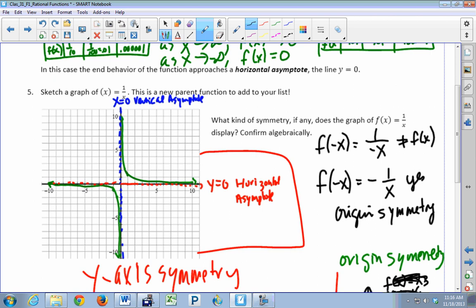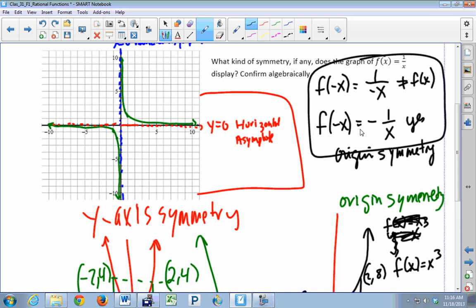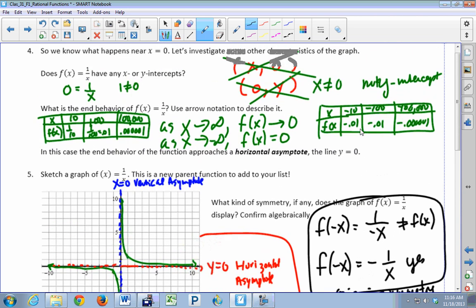Okay, so that's the type of symmetry. This is how you confirm it algebraically. You don't just pick a point, one point, to try to show it. You have to show it for all x's. Okay, so that's 1 over x in all of its glory. So let's look at one that's related to 1 over x and see what happens to that.